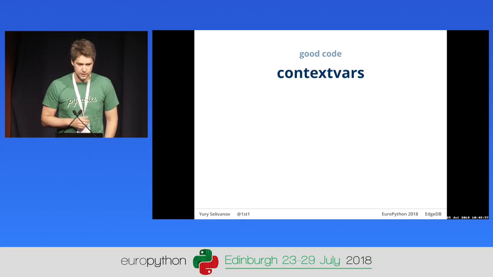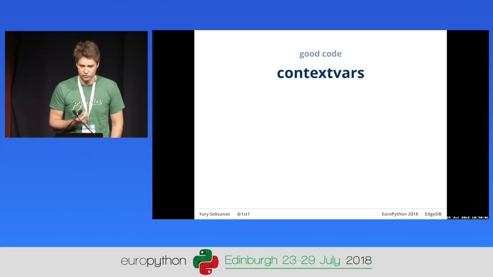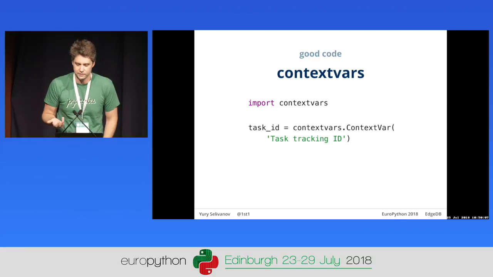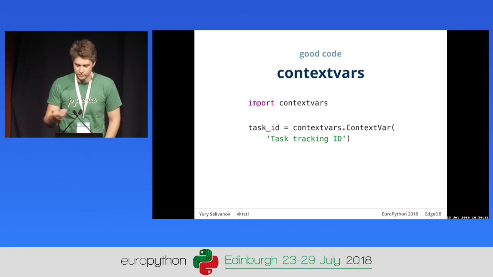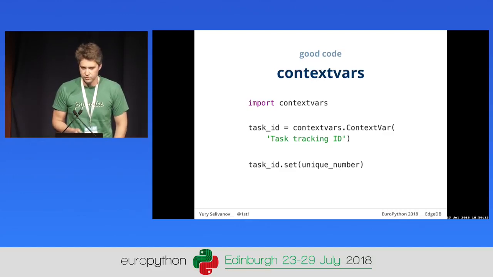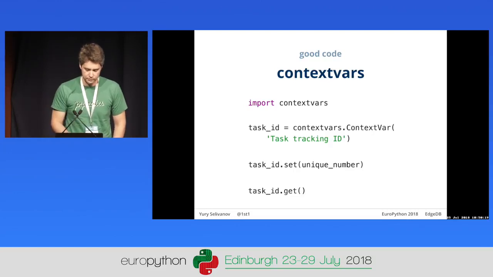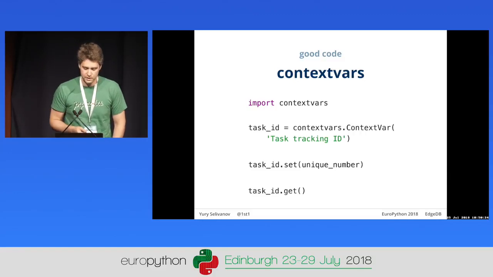Because context variables aren't really a syntax extension, you have to work with them programmatically. So you import the context vars module, and you declare a context variable programmatically. You just create an object with a name. You use the set function to assign a value to a context variable, and you use the get method to look up the current value for this context variable.